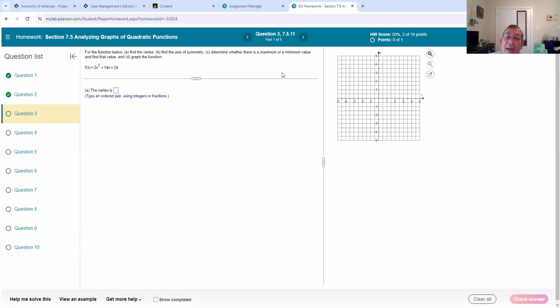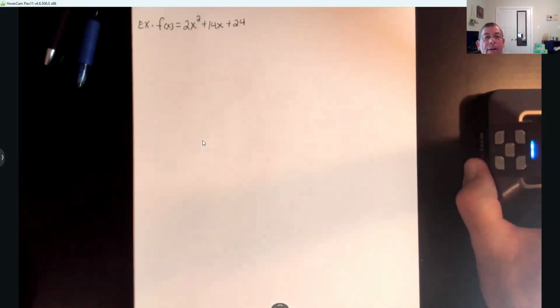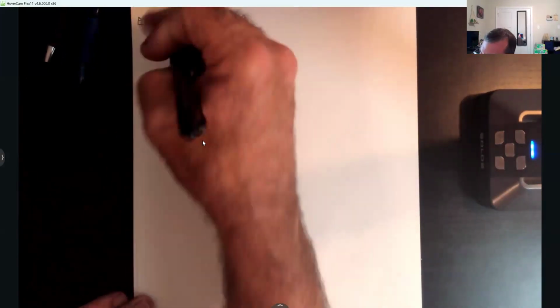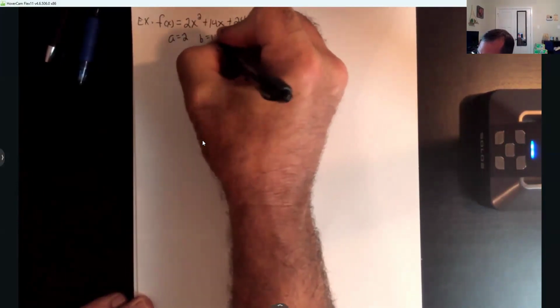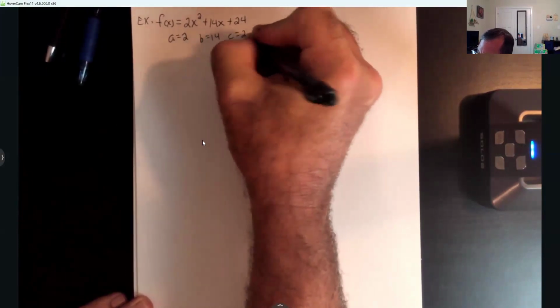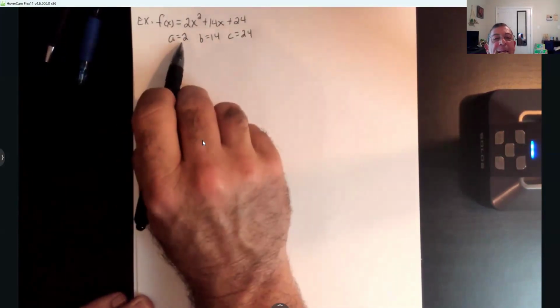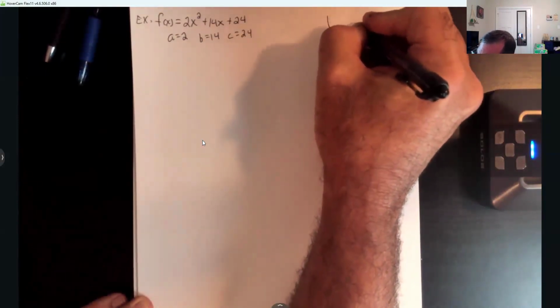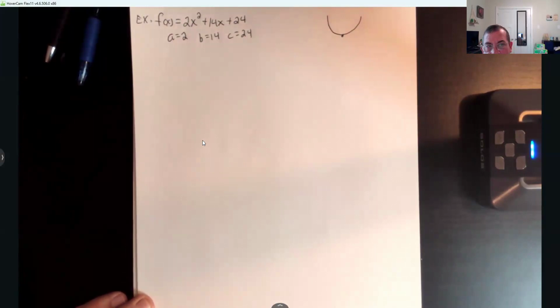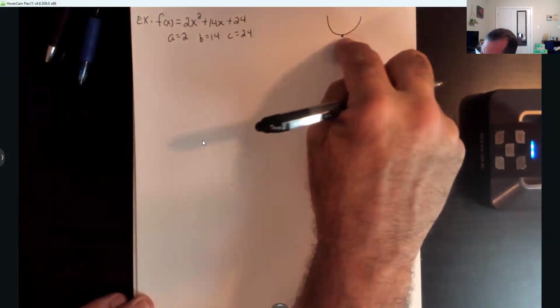All right, well, right off the bat, I know how this parabola is going to look because A is 2, B is 14, and C is 24. But this A is positive. So remember, since A is positive, this is going to be a minimum again, okay? So let's get this vertex point.